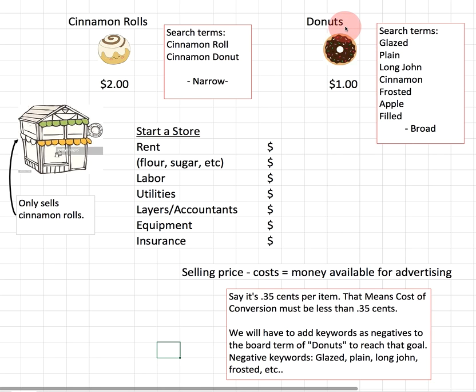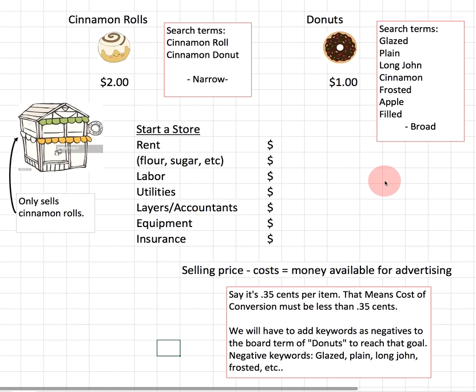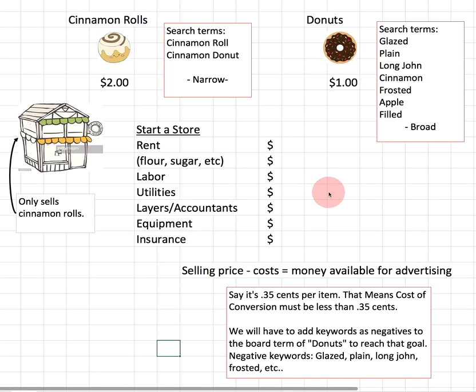Now, it may be true that people searching for things like glazed donuts, plain donuts, Long John donuts, and these others, if they landed here on a cinnamon roll only store, might actually go ahead and buy the cinnamon roll. In fact, cinnamon donut might be one of the search terms over here in the broad category. But you can see that there's some other considerations here.